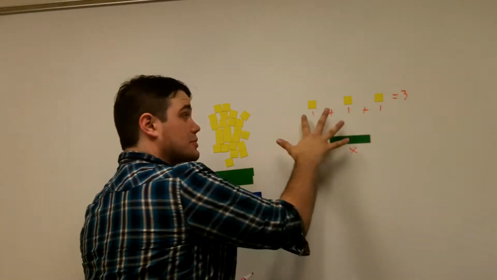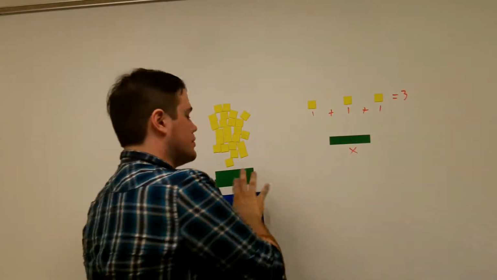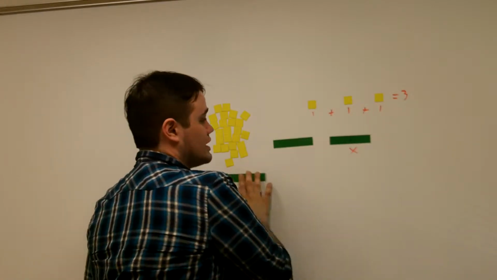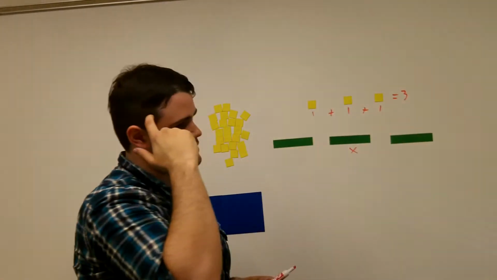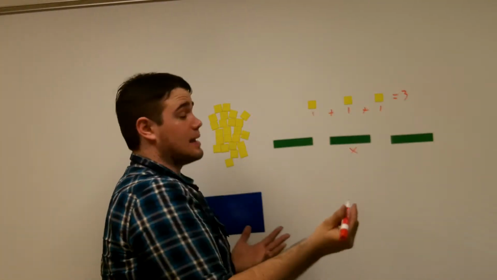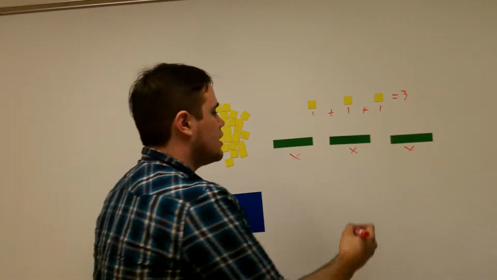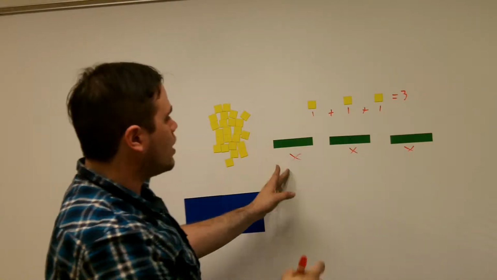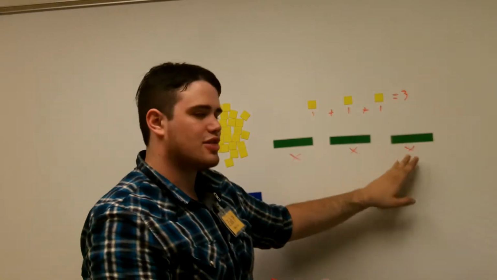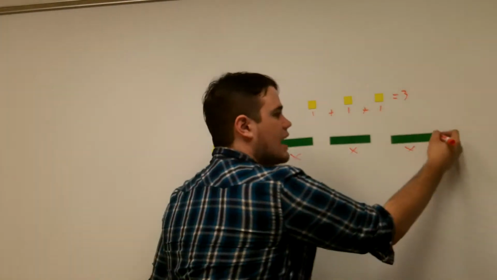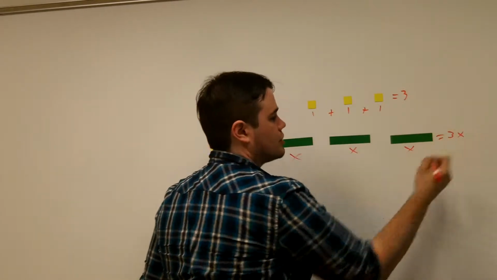And in the similar scenario where I had the 3 known units, I'm going to have 3 unknown units. All of these guys are the same length. So it's x. So in a similar sense, I have 1, 2, and 3 x's. So that is going to be equal to 3x.